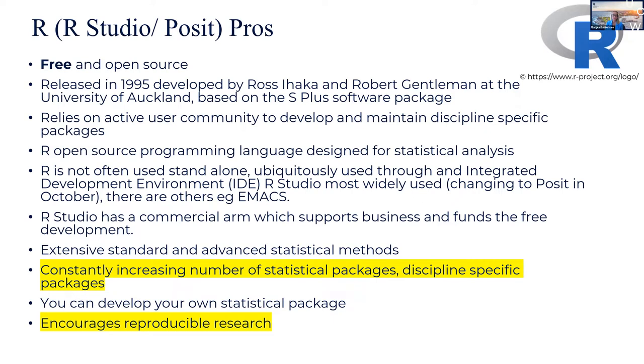The main advantages, and why R's really taken off, is because it's free and open source. It has been around for a long time, since 1995. And it relies on an active user community to develop and maintain the packages. It also has a commercial arm, and that supports business and funds the free development of the package itself. So this is important in terms of thinking about longevity. There is a commercial backing behind this, which is supporting the free enterprise.